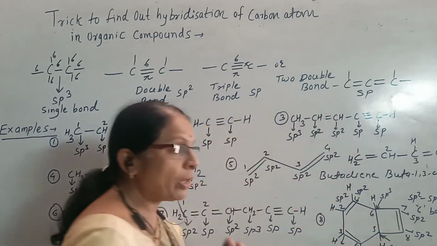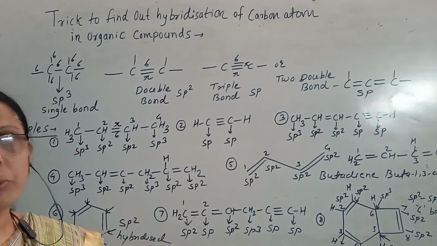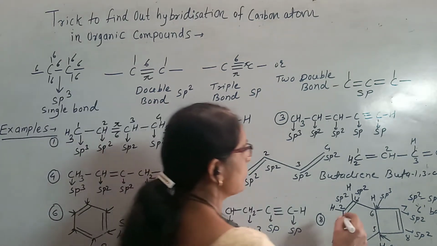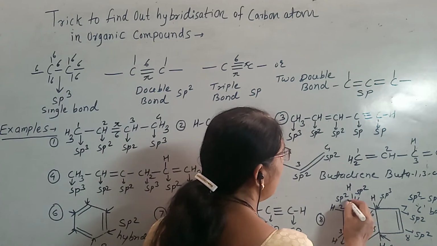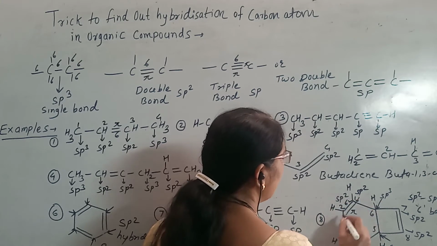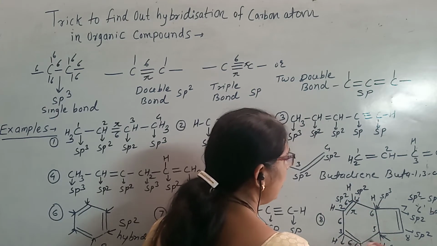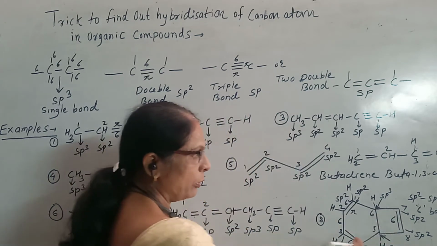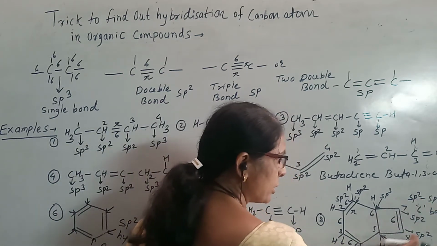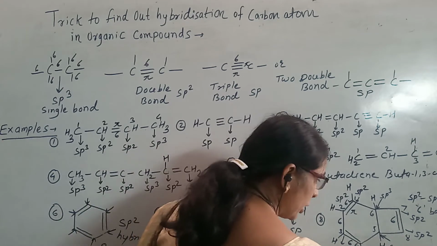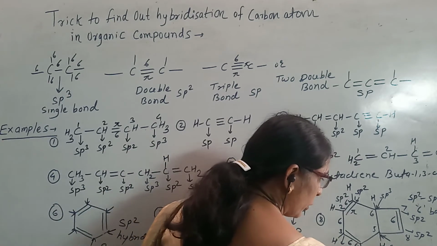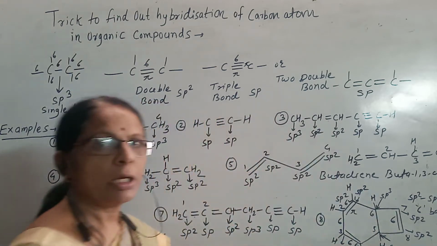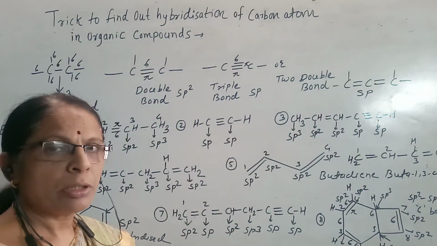Okay. Now we have to count the total number of sigma bonds of the sp2 hybridized type. A double bond has 1 sigma bond. So this is 1, this is 2, this is 3 and this is 4, because this is a single bond. We want sp2 type sigma bonds. So the total number of sp2 type sigma bonds is 4. There are 4 sp2 type sigma bonds.